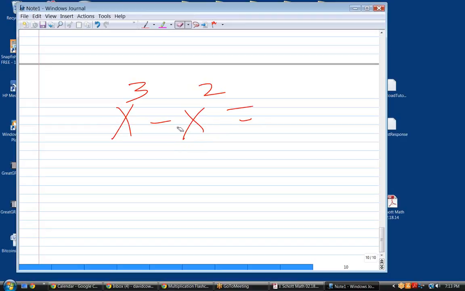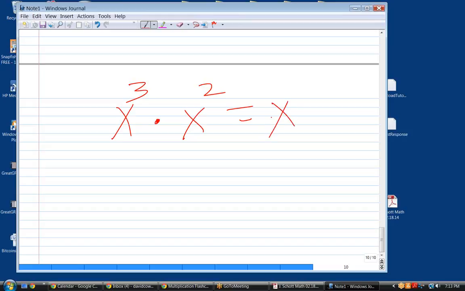X cubed minus x squared. It's easy to be fooled because the rules that we have only apply to multiplication, division, and exponentiation, those 3 things. There's no rules that apply to addition and subtraction. So if I was multiplying these two, what is it? X to the 6th?